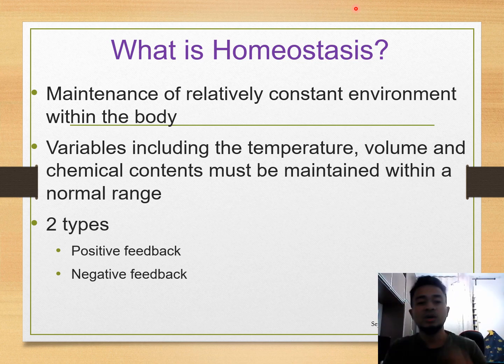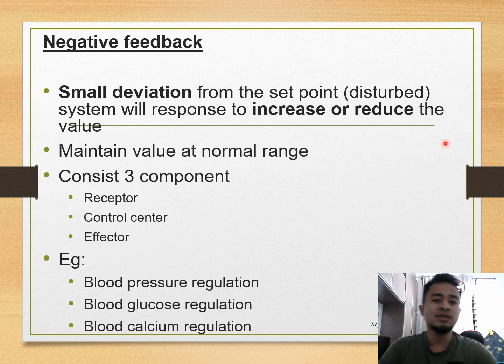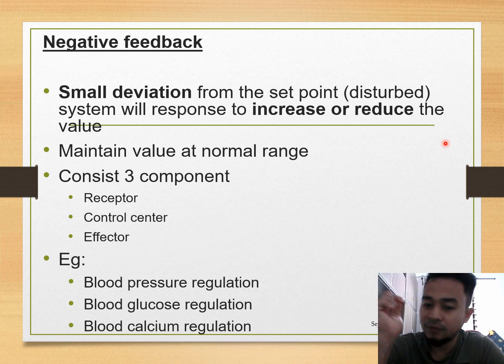All right, so for your information, under homeostasis we have two types. Number one, what we call positive feedback and negative feedback. So without further ado, let's have a look at what positive and negative feedback are all about. First of all, we will dwell into what negative feedback is.